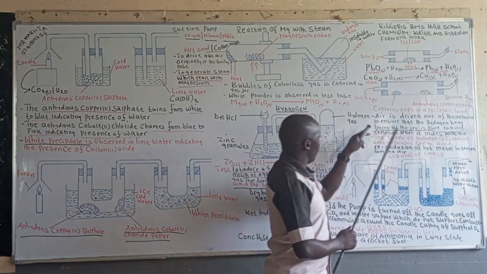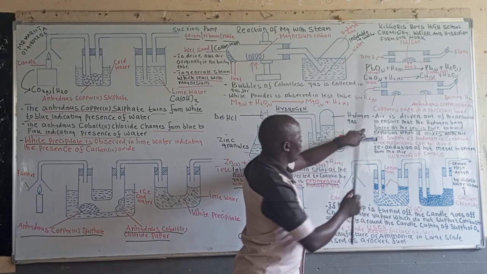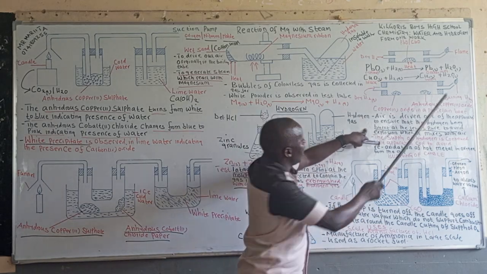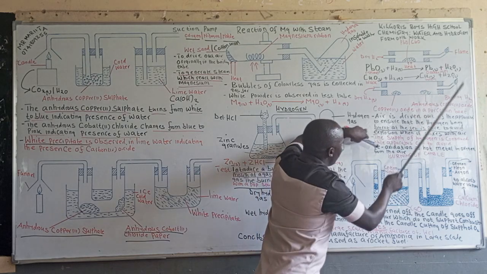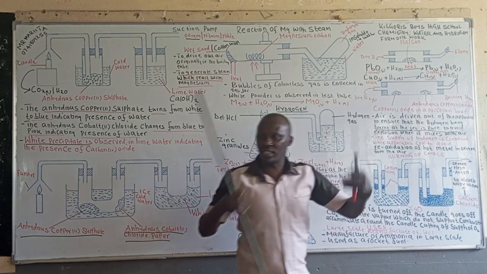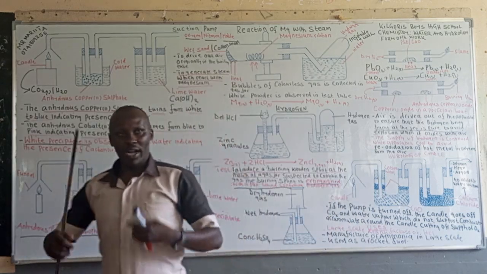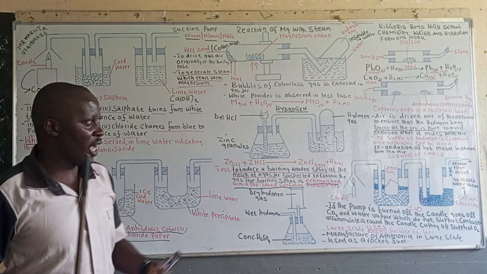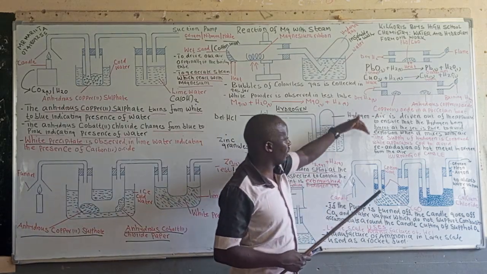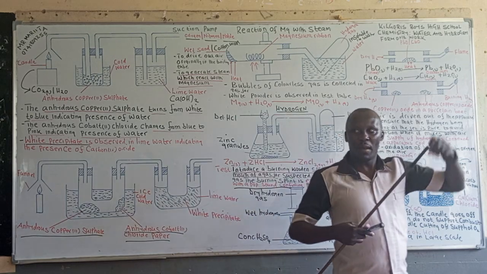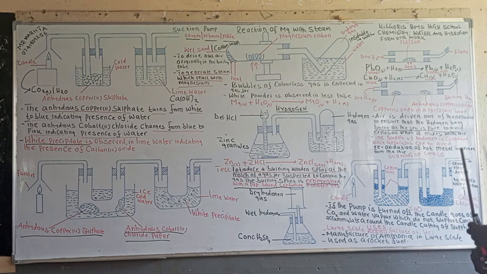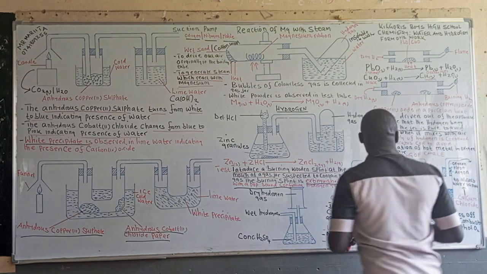The reason why the air is driven out of the apparatus is to ensure that the hydrogen burning at the jet is pure, to avoid explosion when it mixes with air. Remember, a reaction of hydrogen with air is very explosive, and that's why the air must be driven out of the apparatus, to ensure the hydrogen burning at the jet is pure, and to avoid explosion when it reacts with air.